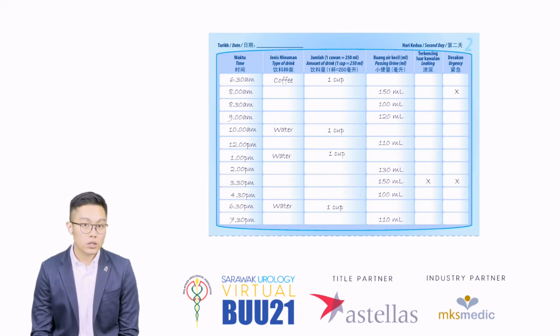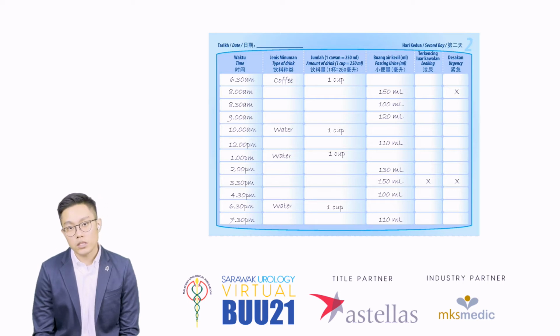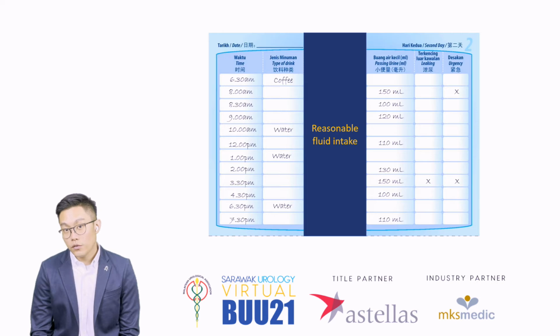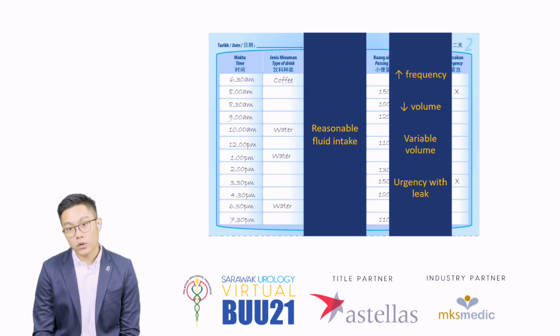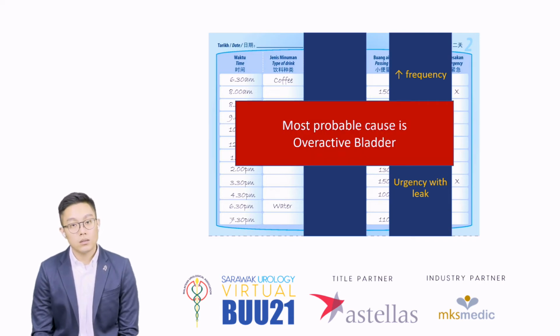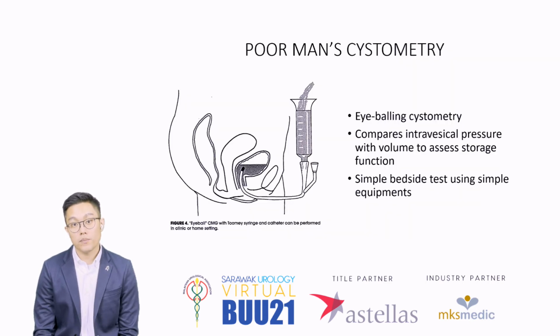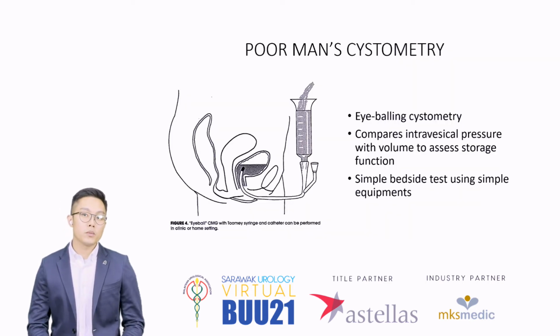You can see that the patient is drinking a fairly reasonable amount of water, but passing frequent, small, variable volumes, with a lot of urgency and leakage. So this is most probably a case of overactive bladder, and we can confidently try treating the patient with some antimuscarinic.